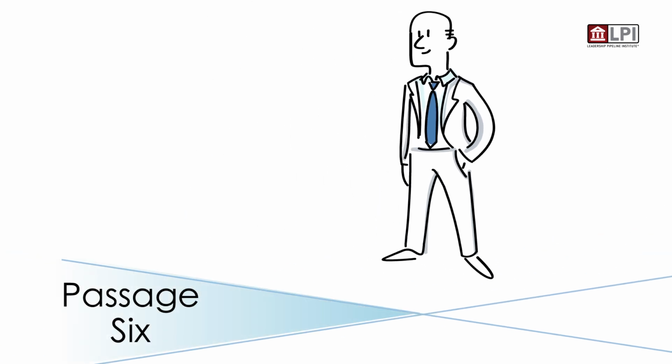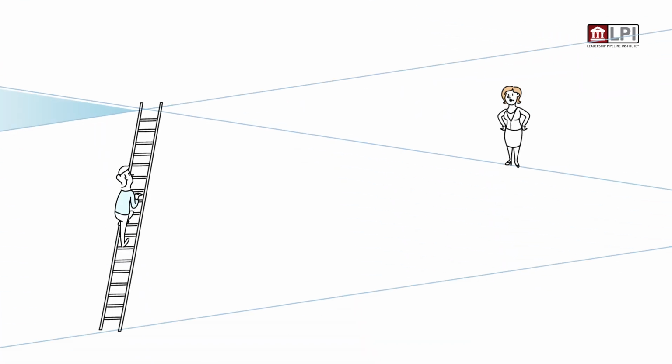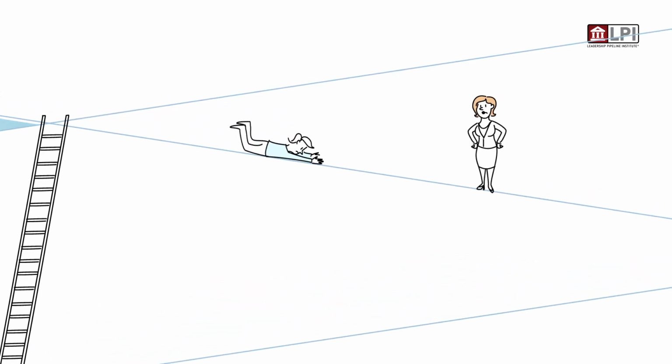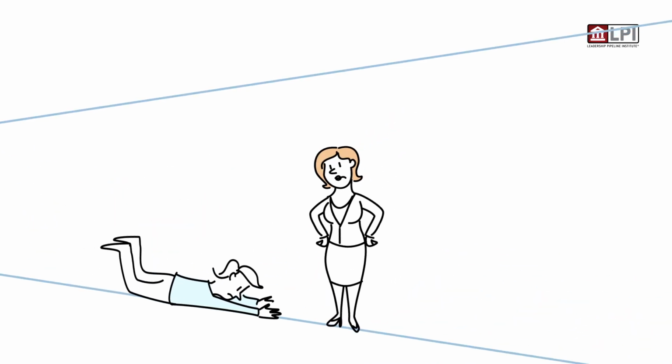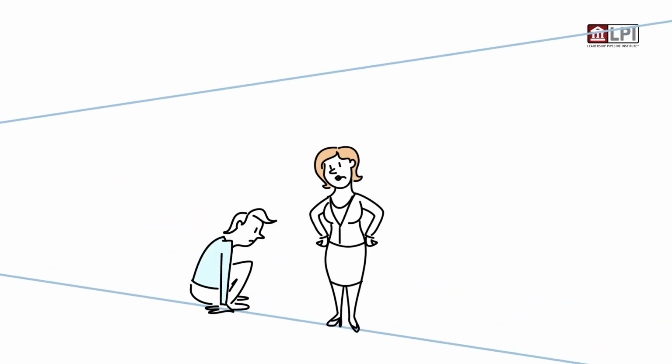Development is cumulative. Successful development at one passage enhances the probability of success at the next passage. Conversely, incomplete development, or skipping a passage, can hinder success at the next passage. The result is a leadership pipeline that becomes clogged. The flow of talent is blocked.